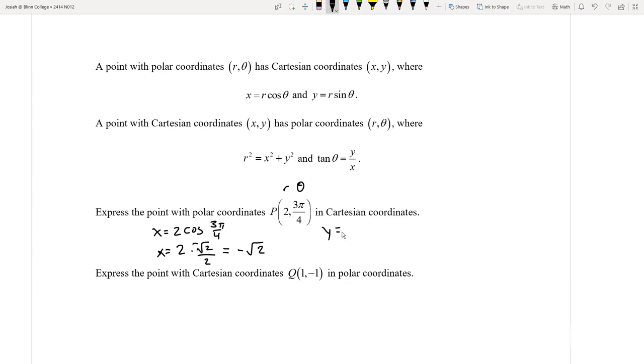And then for y, we're looking at 2 sine of 3 pi fourths. Again, 3 pi fourths being in quadrant 2 gives us a positive sine value. And so we get positive root 2. So our point would end up being negative root 2, comma, root 2. And we can check here, negative x value, positive y value. That gives us something in the second quadrant, just like 3 pi fourths with a positive r value will give us something in the second quadrant as well.